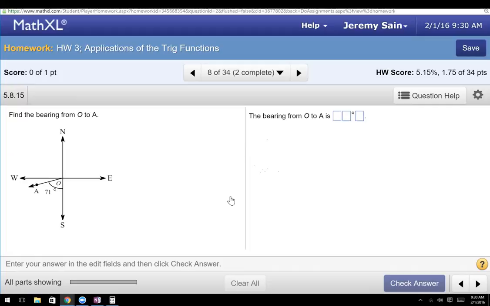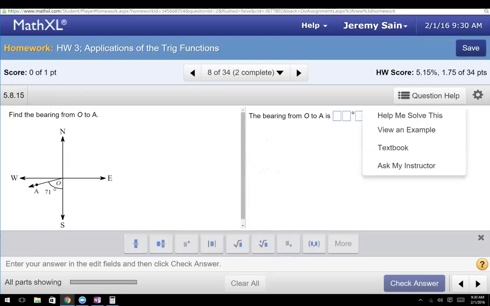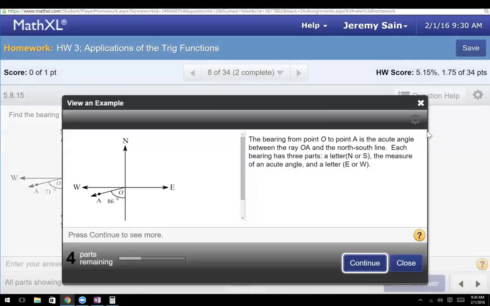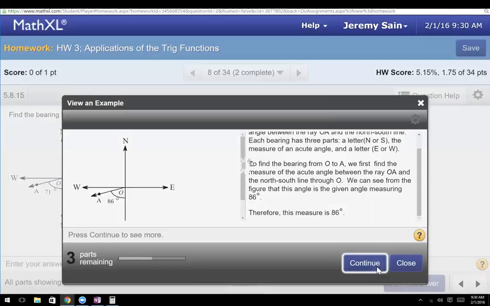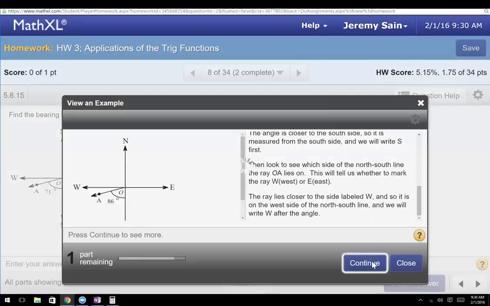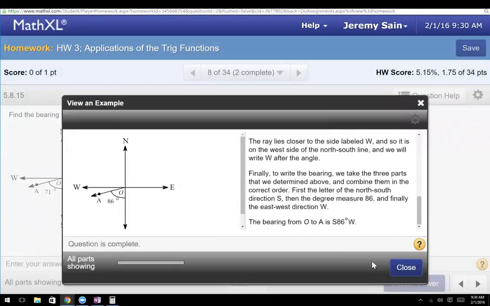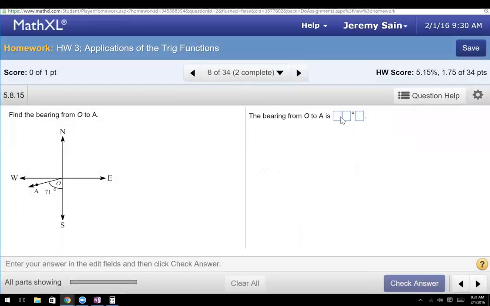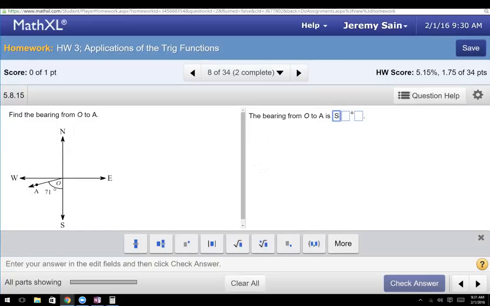Usually you would say this is 71 degrees west of south. But I don't know how they're wording it, or how I'm supposed to put that in. I'm going to try south. Okay, fine. Let's view an example, see how they put the answer in. Oh, south 86 degrees west is the way we have that in. So, south 71.